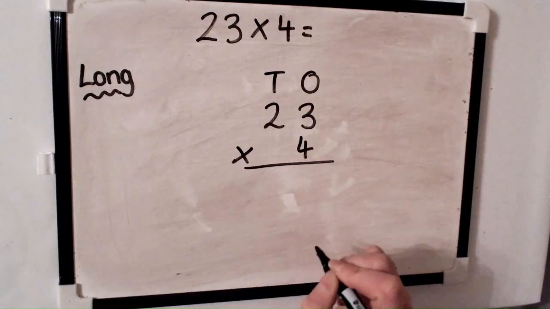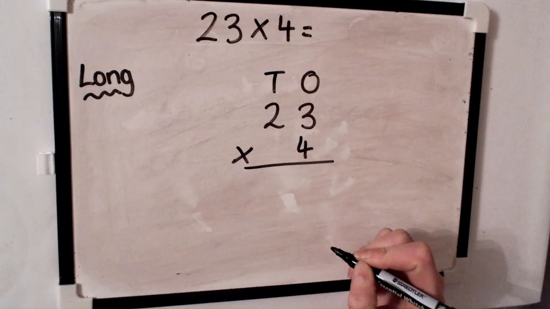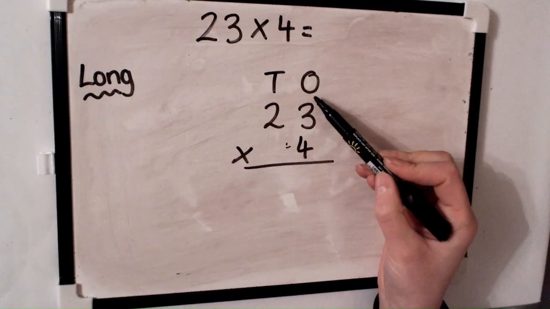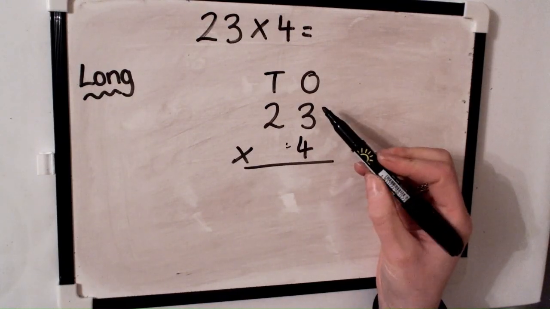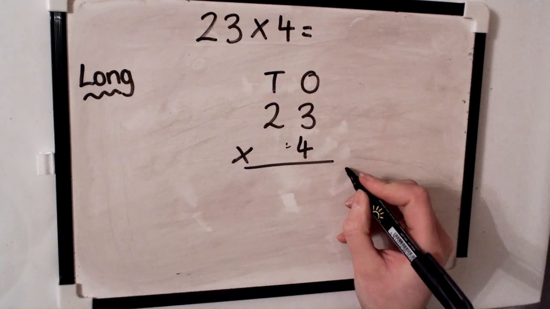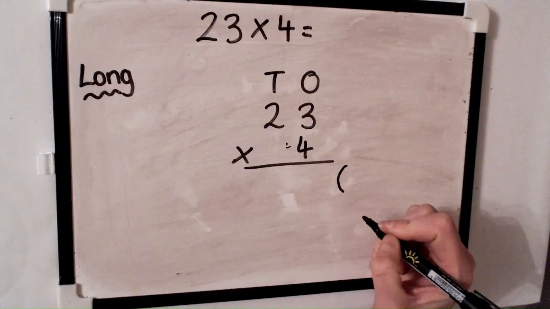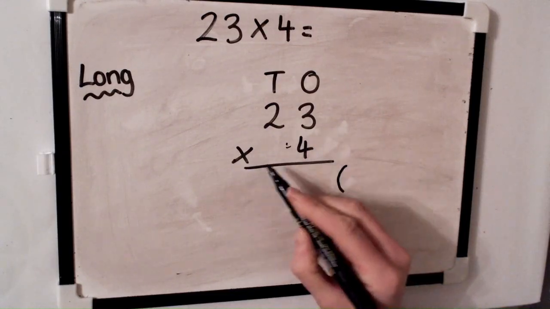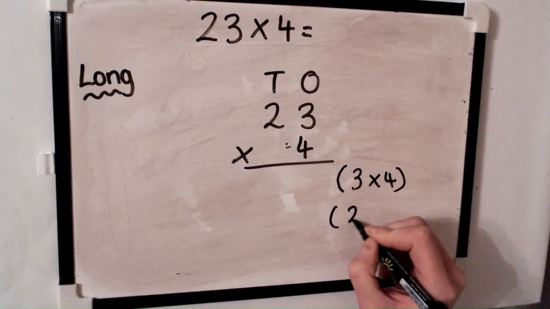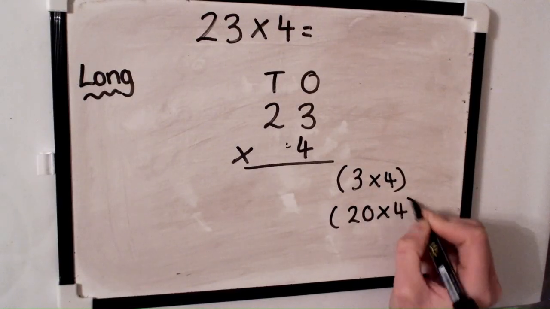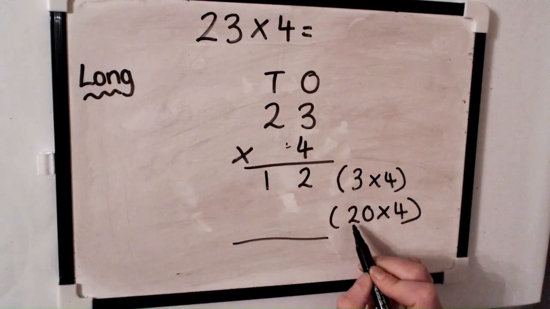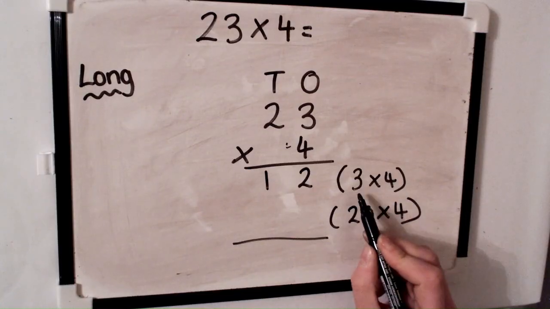To start with, I'm going to start with my ones, and I'm going to partition 23 into 20 and 3. So I'm going to calculate 3 times 4 and 20 times 4. I've got 3 times 4, which is 12. And I can put it in brackets at the side, so it's clear what calculation I'm doing.